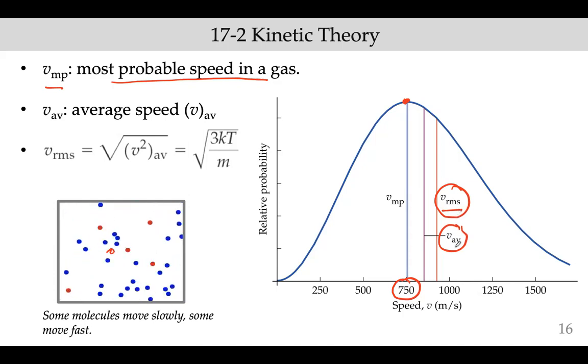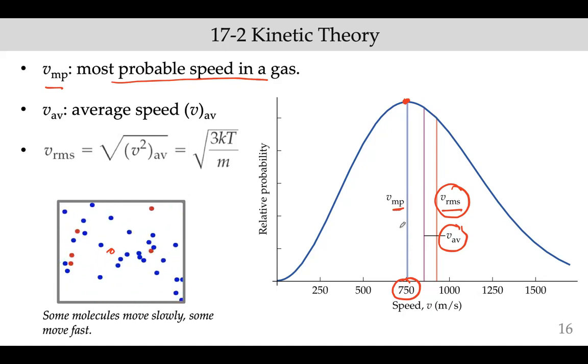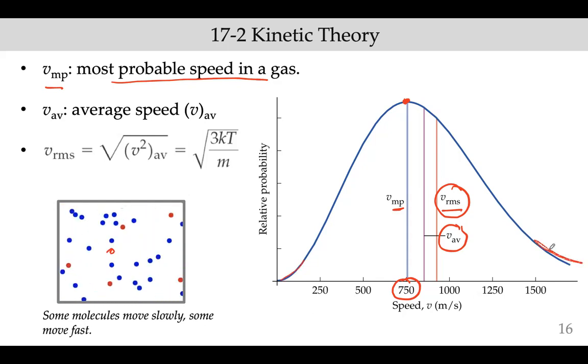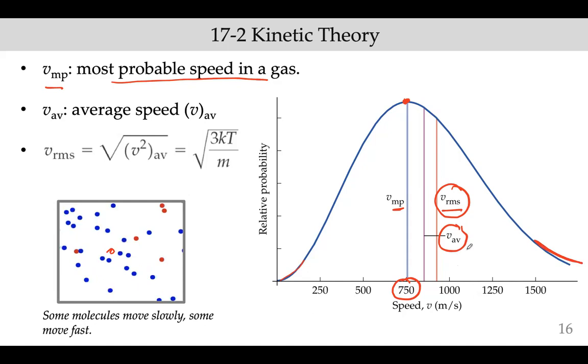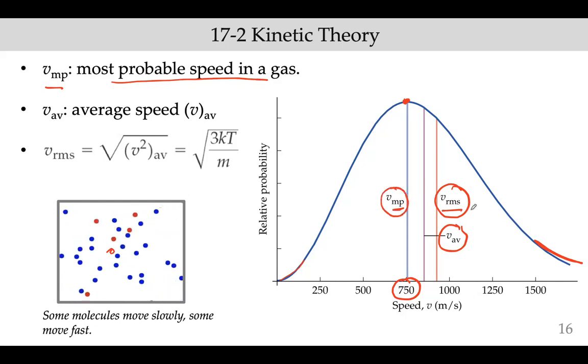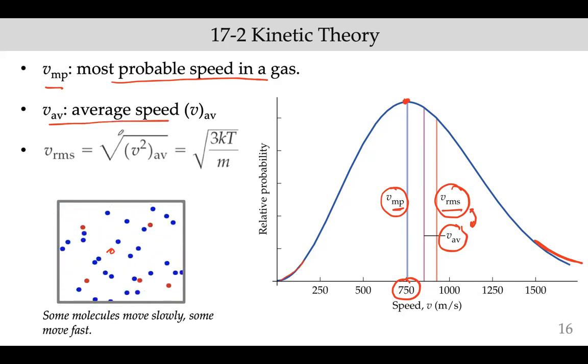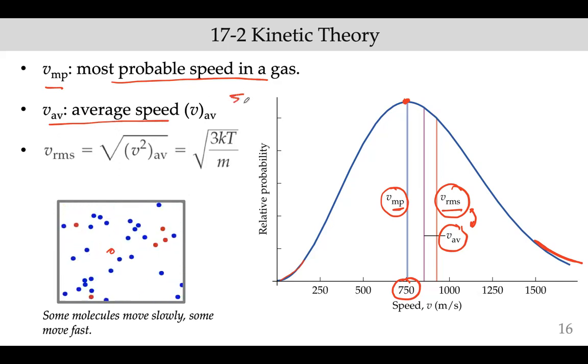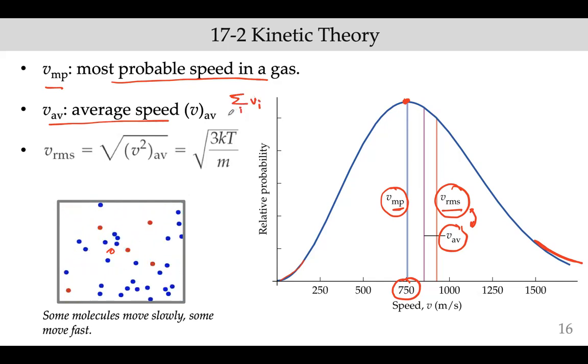The RMS value and the average value are a little bit larger than the most probable value, because this part goes to 0, but there's some tail of the distribution going to further values. So that makes these averages a little bit more than the most probable value. Now, what are the differences between these two averages, v_rms and v average? The average is the average speed. So add all the speeds and divide by n. You will find the average speed.